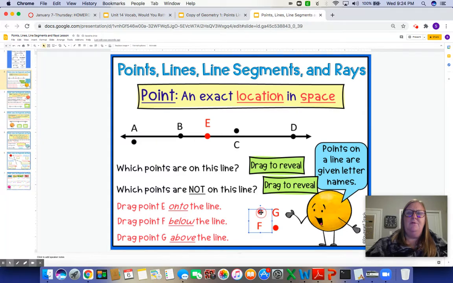We're going to take point F, and it says put it below the line. So I'm going to put it down here. And then drag point G above the line. So point G, we're going to put above the line. So if it's a point, it's going to have a dot, and it's going to have a capital letter that names it. Those are points.